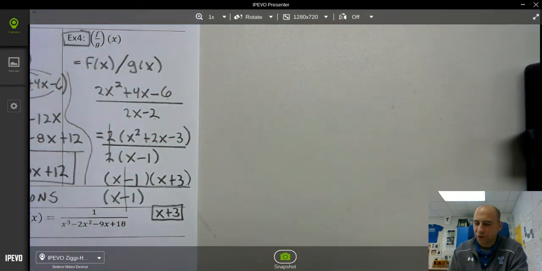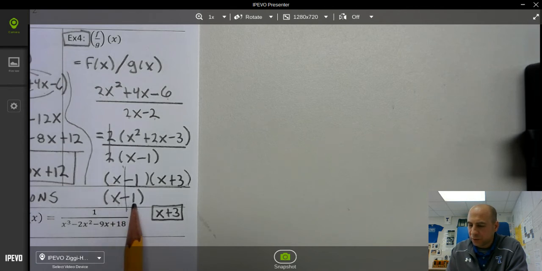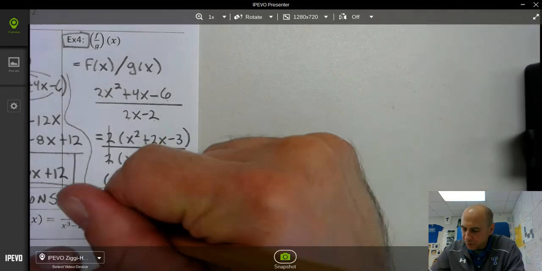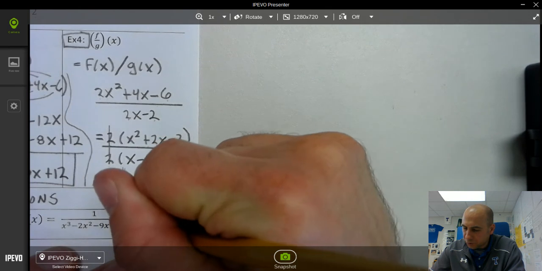Now, this one has a restriction because you have the denominator. Even though it divides and becomes 1, you still have that denominator. So you set x minus 1 equal to 0 and solve. So x equals 1 is your restriction.